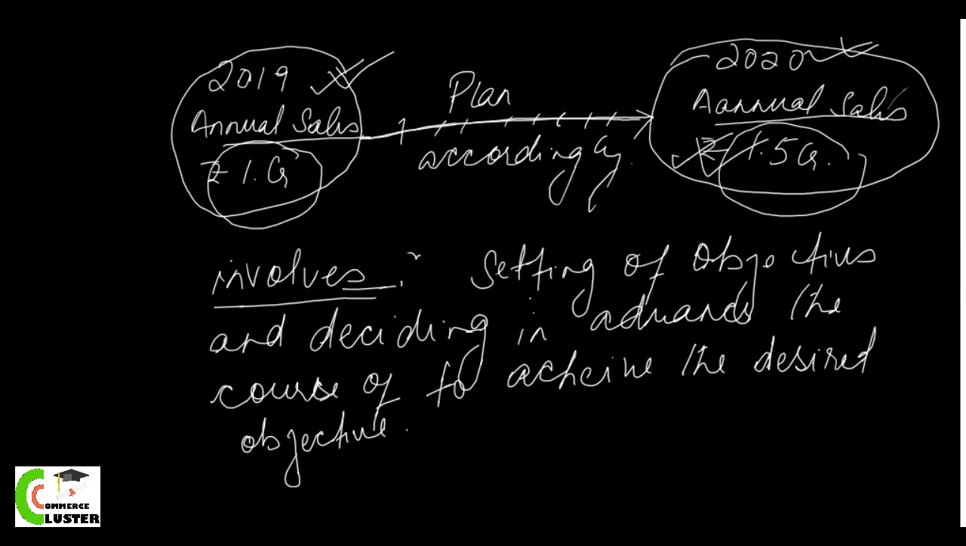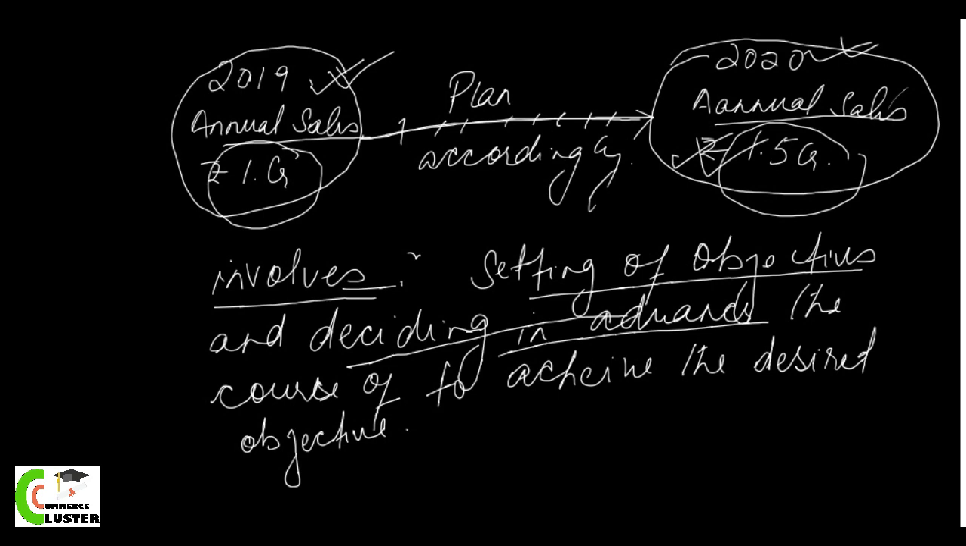Like I've told you before, there can be various objectives of every organization, whether it is a government organization, a private organization, or a small business. Each of those organizations must set objectives, and they have to decide in advance the various courses of action which they must take in the future in order to achieve those desired objectives. How they do that, we will discuss in later classes when we cover the process of planning. So this is the definition of planning.